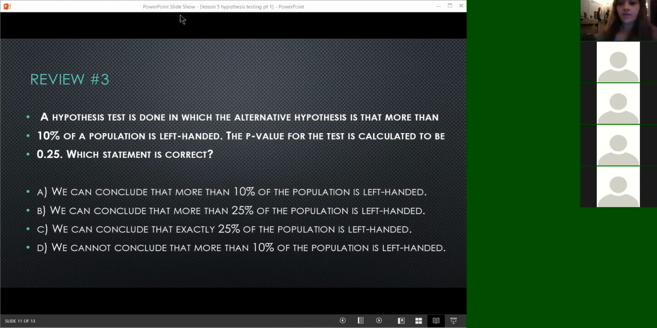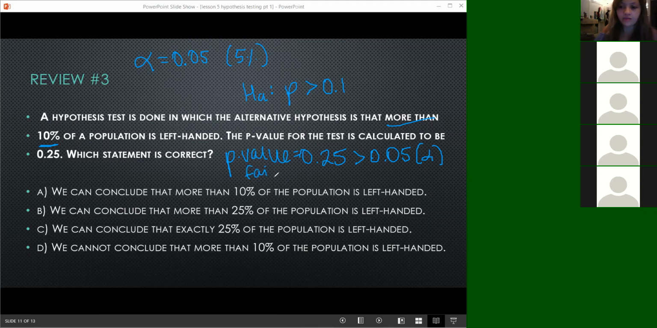So let's go through this. Remember, if you aren't given an alpha level, we usually just assume that it's 0.05, 5%. So that's what we're going to assume it to be. That'll be our rejection region. The alternative hypothesis is that our p is going to be greater than 0.1, because it's more than 10%. Our p-value is equal to 0.25. In this case, 0.25 is greater than 0.05, which is our alpha level. So this means that we're going to fail to reject the null.